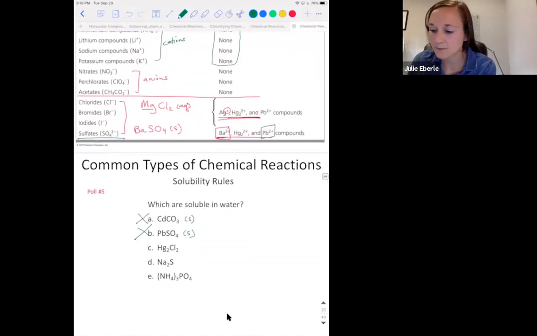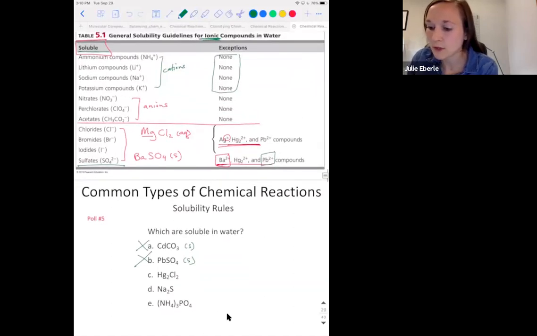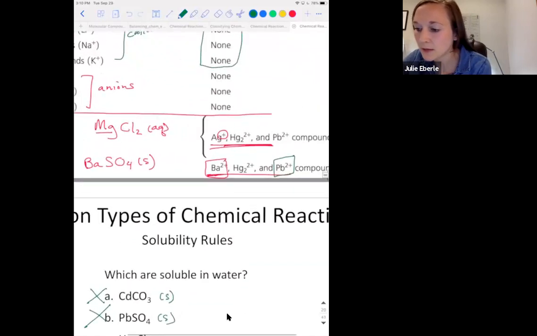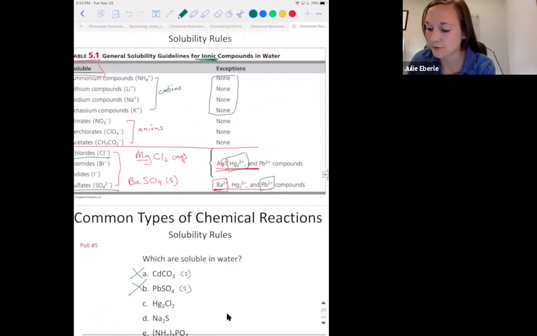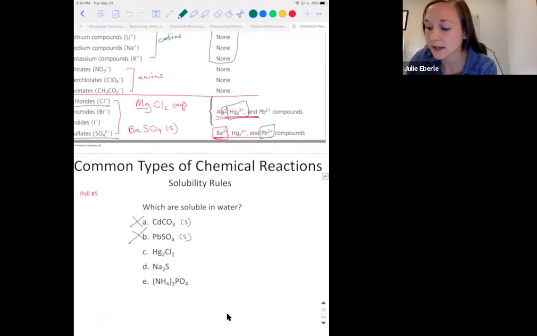Let's talk about C. We have Hg2, that's the mercury(I) ion, and we have Cl2. So chloride, when it's the anion, usually is soluble, but when it's combined with Hg2 2+, it's not soluble. Usually it is, but because of this cation, it's not soluble. So this is going to form a precipitate as well. So this would not be soluble.